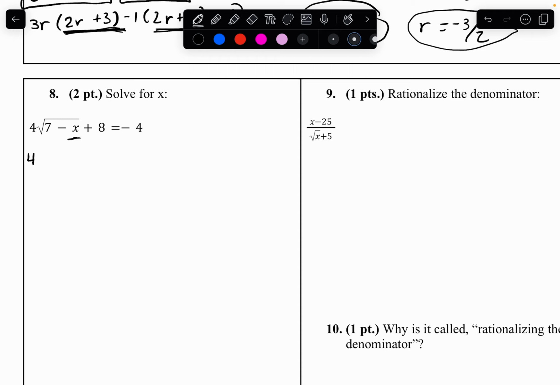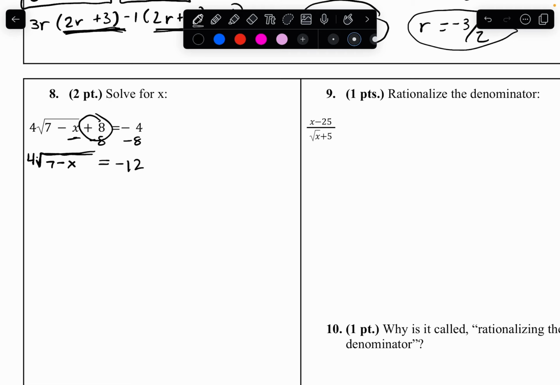Okay, try the first thing, which is get rid of that 8. Move it to the other side, so you have to subtract 8 from both sides. So what do we have? 4 times the square root of 7 minus x is equal to -12. What's the operation happening between this radical and that 4?